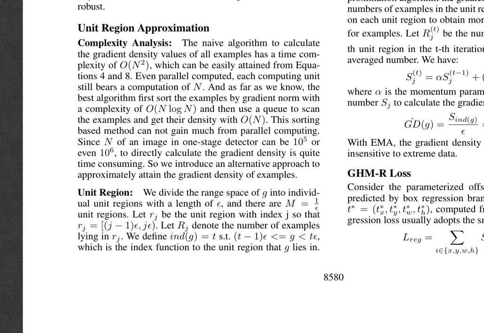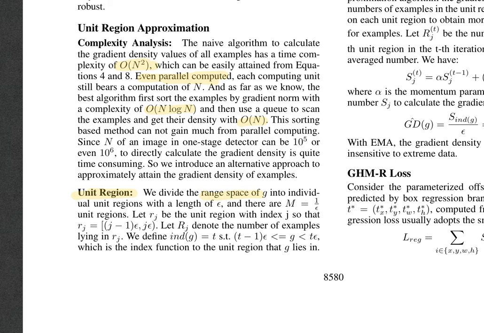To be able to compute the gradient density for each one of the examples, you're going to have to do O(N^2) computation, which is extremely expensive. Even when parallel computing is involved, it still is not very feasible. And the best order of complexity that one can expect is a sorting followed by a queue, which is going to be O(N log N), which is still a lot. So they do some sort of a quantization called unit region.